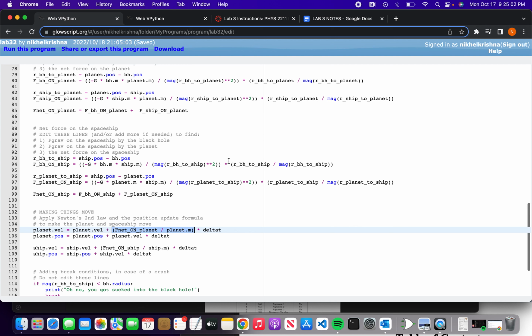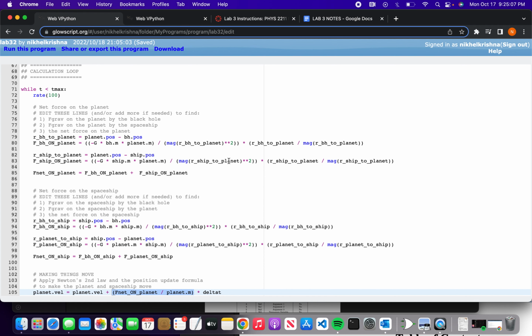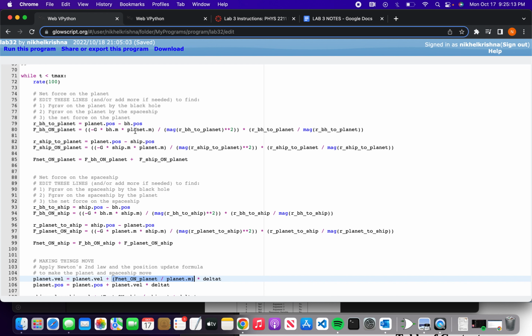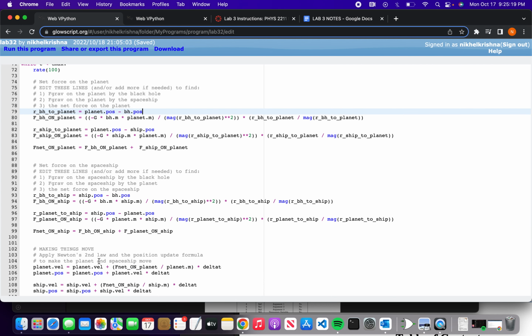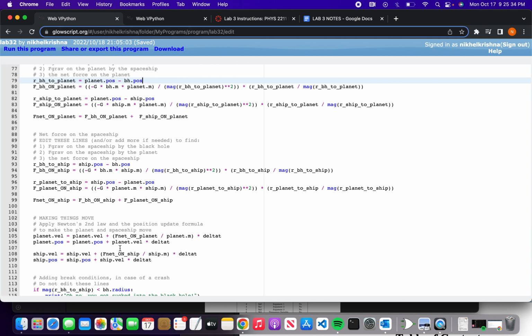Moving on to the second part of our lab, we are on a ship and we have to figure out our initial velocity so we don't get sucked into the black hole. To do this, we calculate the net force on the planet and the net force on the spaceship to eventually plug into velocity and position update formulas. To find the net force, we again resort to Newton's universal law of gravitation, where we plug in the respective values to get the net force. Due to Newton's second law of motion, which states that force equals mass times acceleration, we can simply plug in force over mass into our velocity update formula.